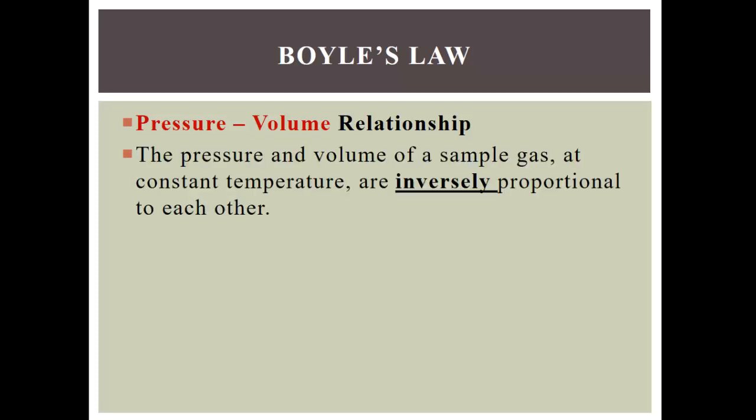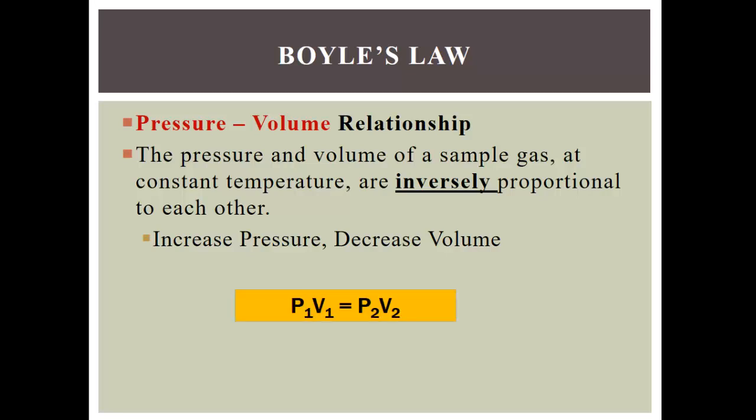If we keep the temperature constant, there's an inversely proportional relationship between them. Think about what inverse means: as one increases, the other decreases. So if our pressure increases, the volume is going to decrease. We can represent this as P1 V1 equals P2 V2, a similar equation to when we did dilution. But in this case, P is our pressure and V is our volume.